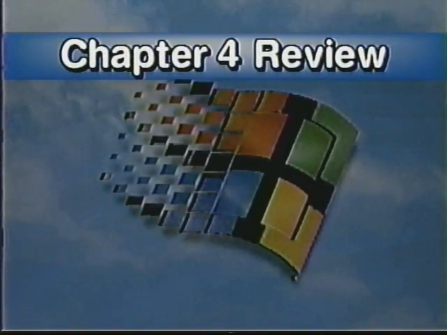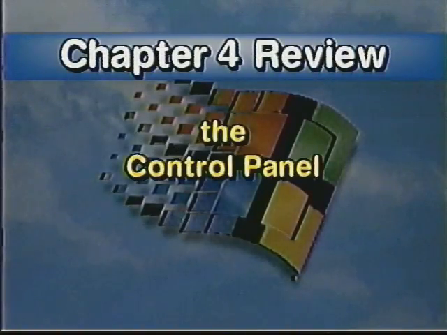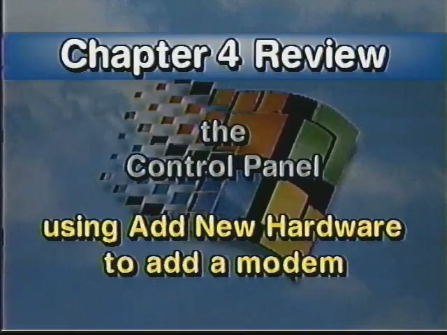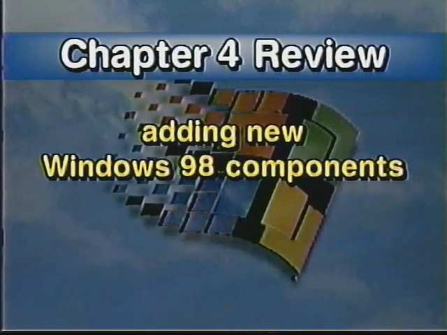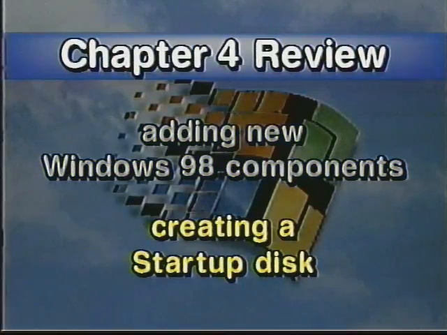Let's review what we covered in this chapter. We discussed the control panel, then used the Add New Hardware dialog box to add a modem. Next, we added new Windows 98 components and created a startup disk through the Add Remove Programs dialog box.